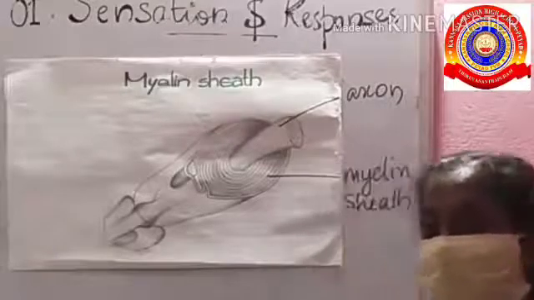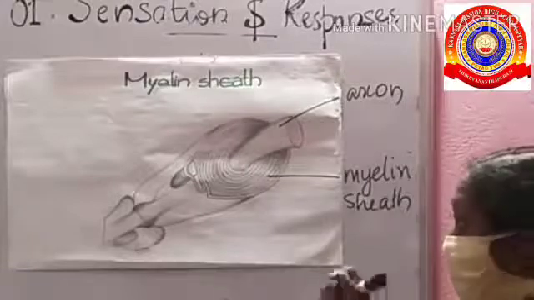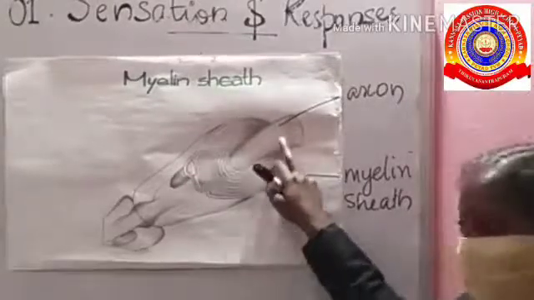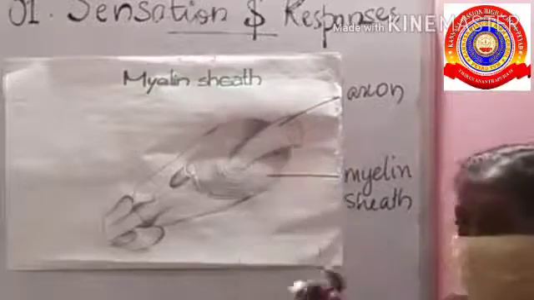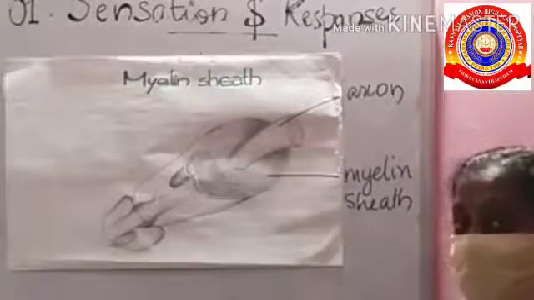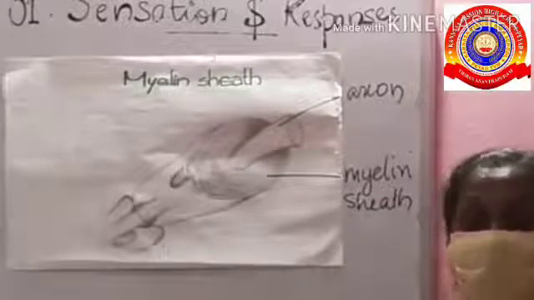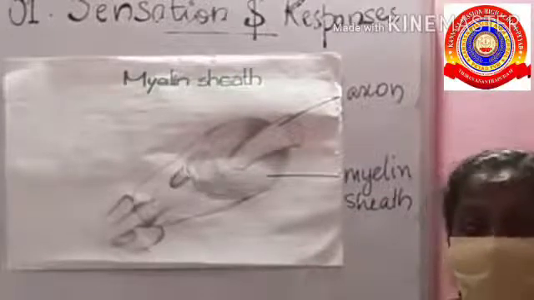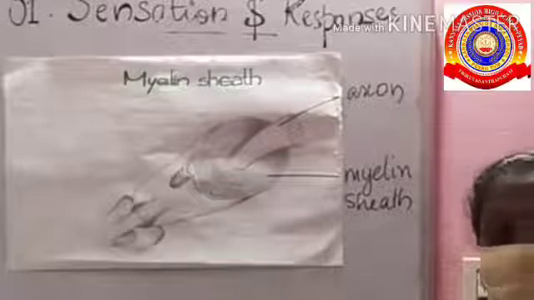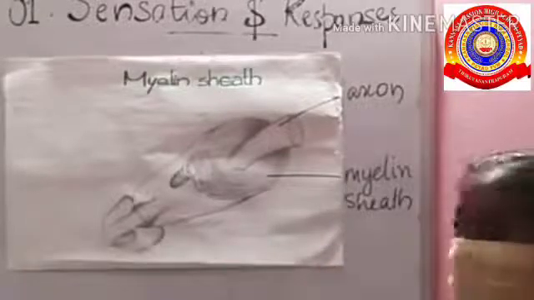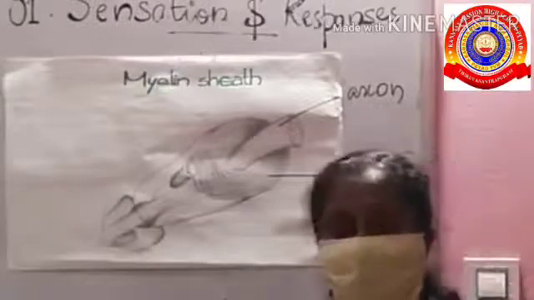Once more, the functions of myelin sheath: it provides nutrients and oxygen to the tissues of the axon. Second, it accelerates impulses. Third, it acts as an electric insulator. Fourth, it protects from external shock. These are about myelin sheath.